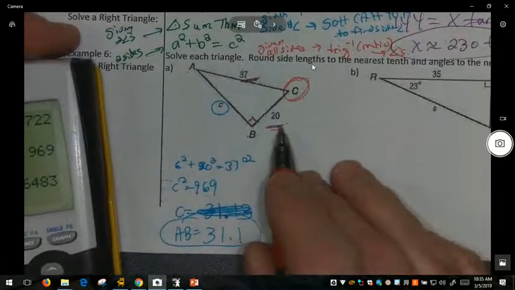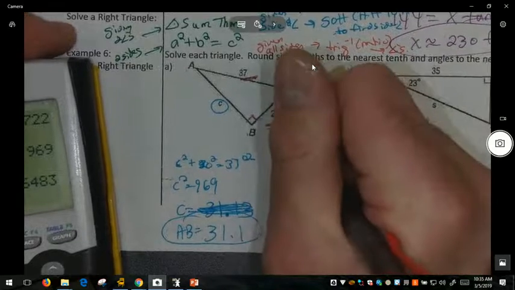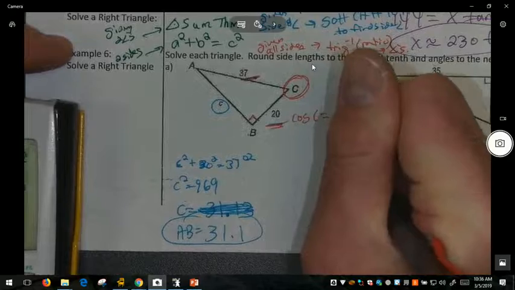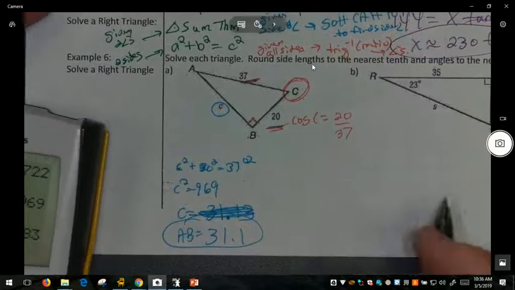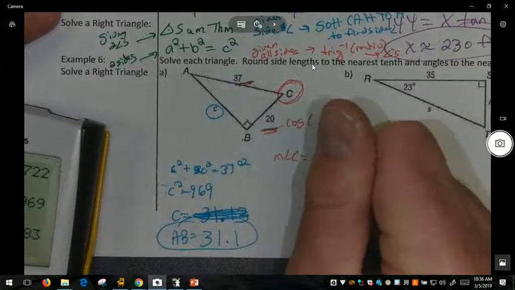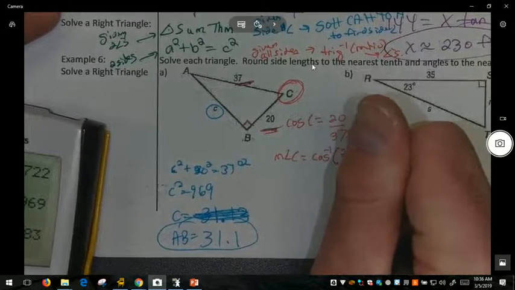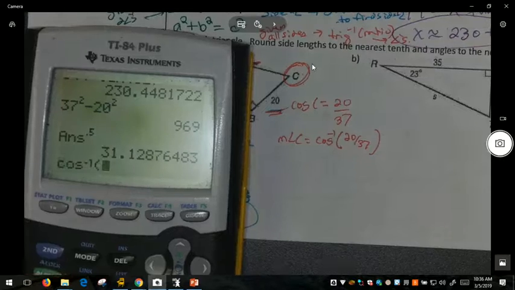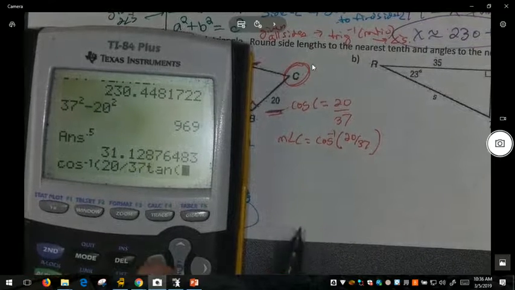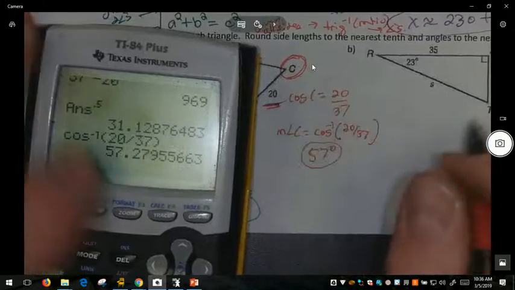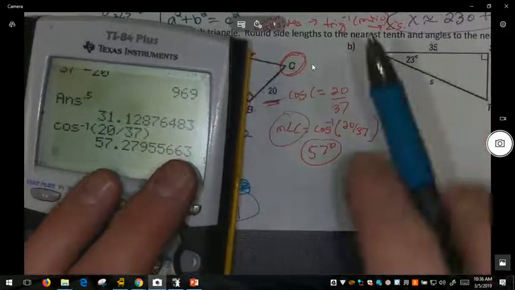So as I find angle C, this is the adjacent and this is the hypotenuse. Adjacent and hypotenuse are cosine. Cosine of angle C is 20 over 37, which means the measure of angle C can be found by doing the inverse of that ratio. So cosine inverse of 20 over 37 is 57 degrees. There's the measure of angle C.